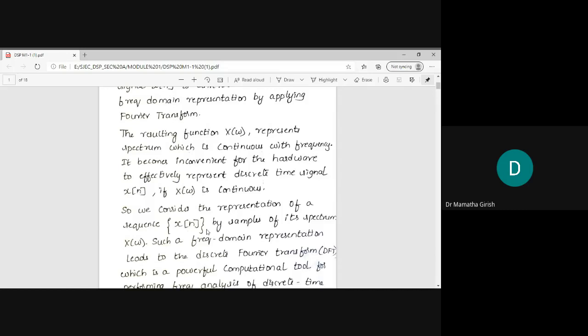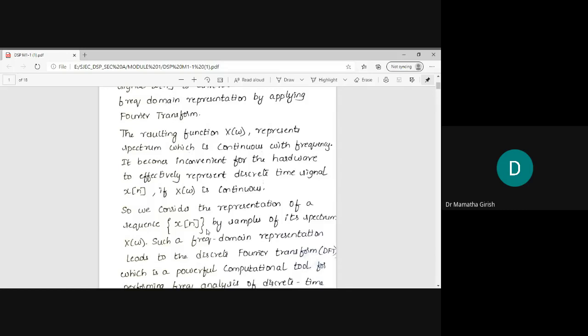So what do we need to do? We are required to discretize that frequency spectrum X of omega. That is why we are required to do what is called a sampling operation to obtain the frequency spectrum X of omega. That is the topic to be followed in the next session, what is called frequency domain sampling.